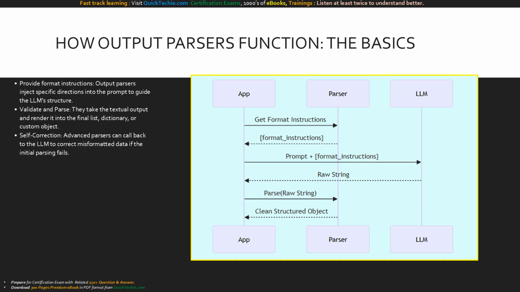Here is the sequence of events. Notice how the app first asks the parser for format instructions. It embeds these instructions into the prompt sent to the LLM. When the LLM replies with a raw string, the app hands that string back to the parser. The parser does the heavy lifting, stripping away noise, validating the format, and handing the app a clean, structured object.